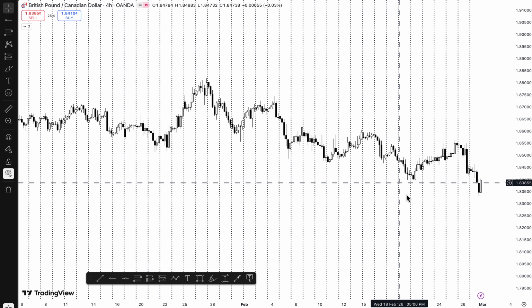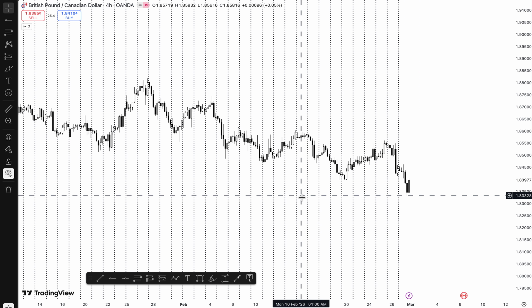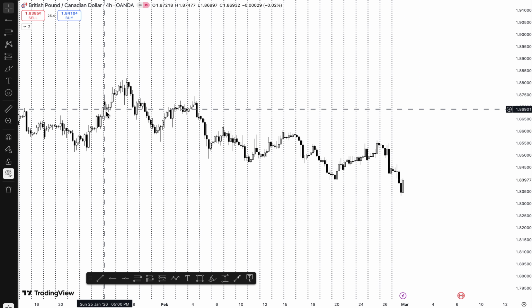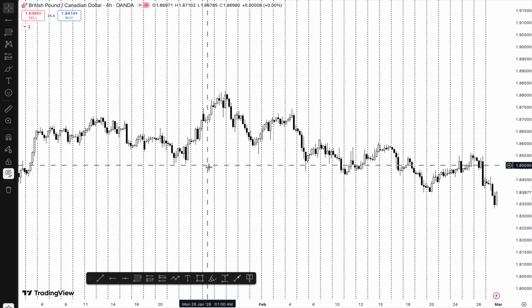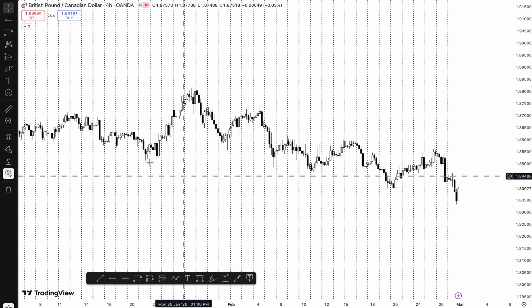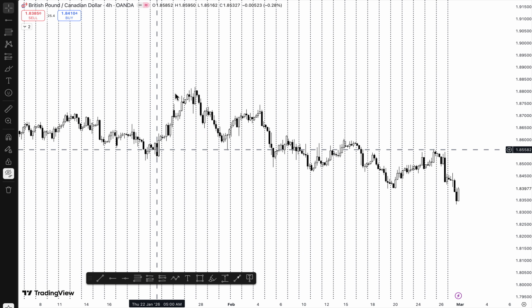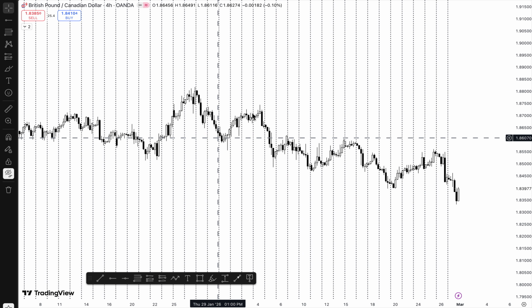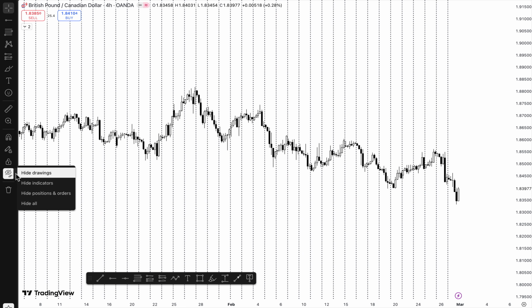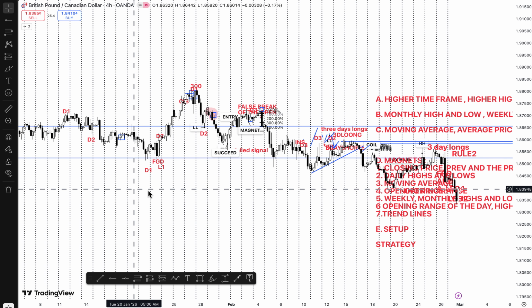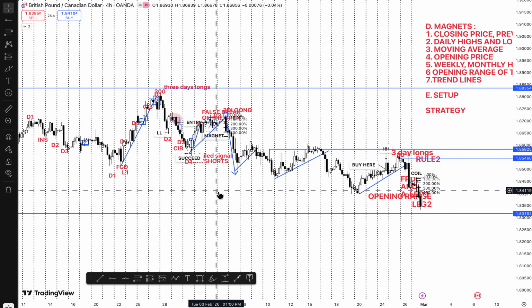Okay, so identifying all these things, I want to see where is my pattern. Where do I know that I have an edge in this market? So let's put up my analysis. Now look at this chart.